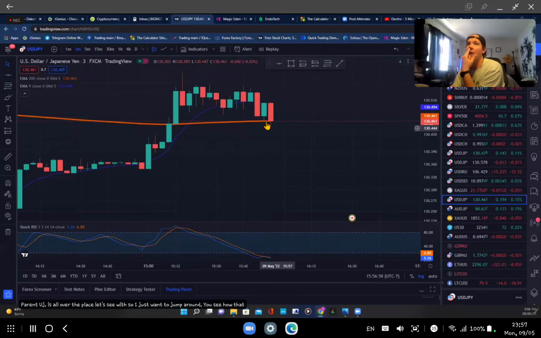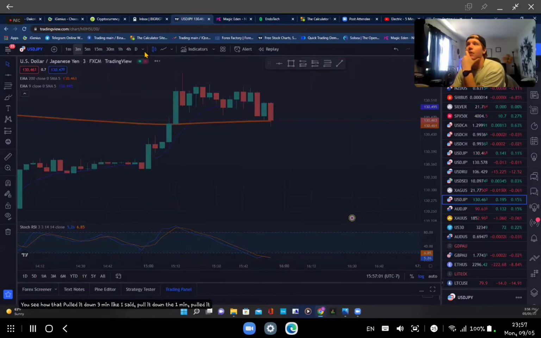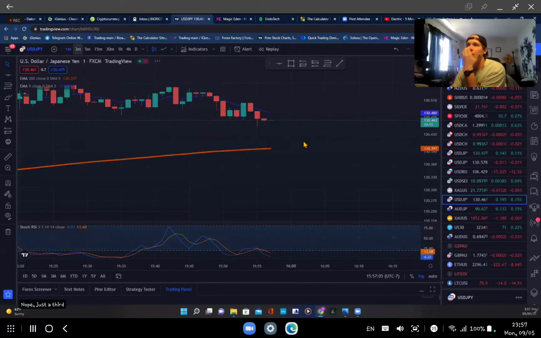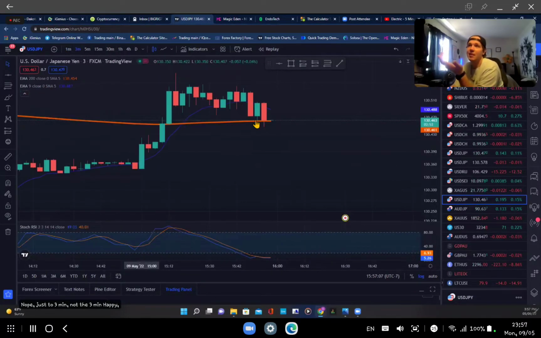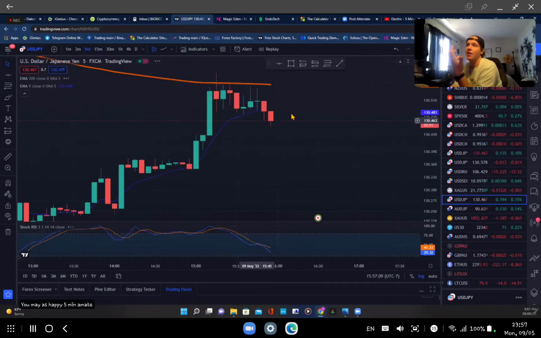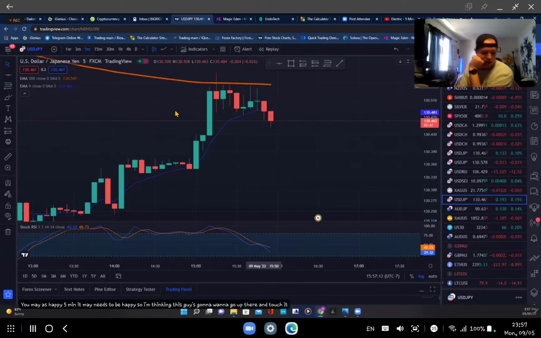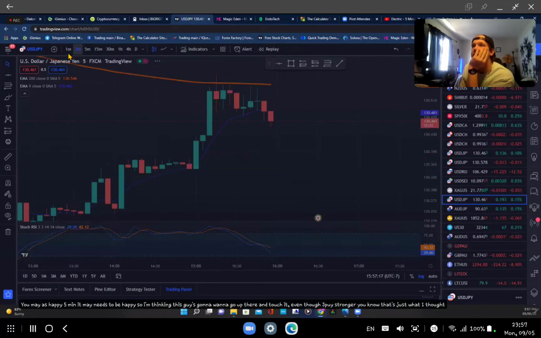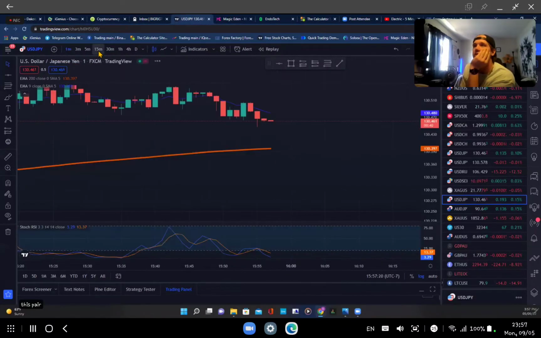You see how that pulled it down? 3 minute, like I said, pulled it down. The 1 minute pulled it down. Nope, just the 3 minutes. So now the 3 minutes happy. 3 minute EMA is happy. 5 minute EMA needs to be happy. So I'm thinking this guy's going to want to go up there and touch it, even though JPY is stronger. You know, that's just what I thought. But like I said, everything on this pair is too close.